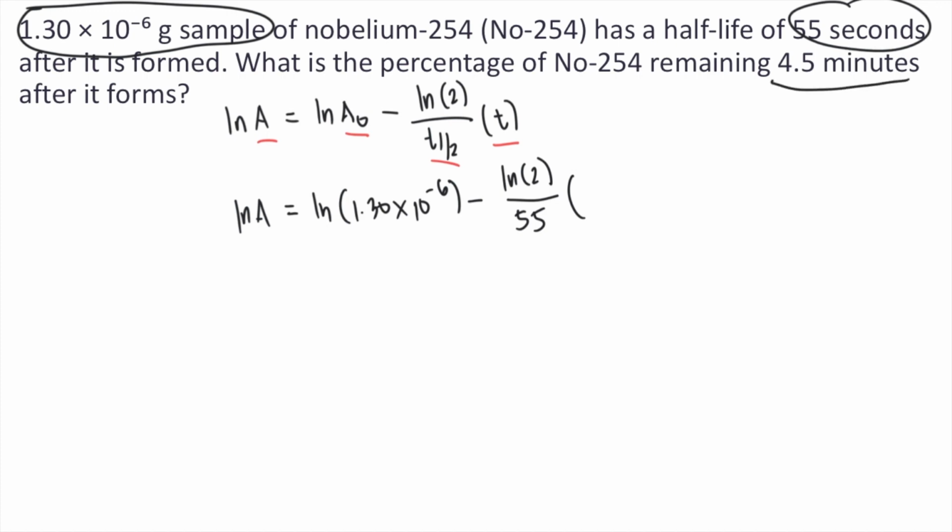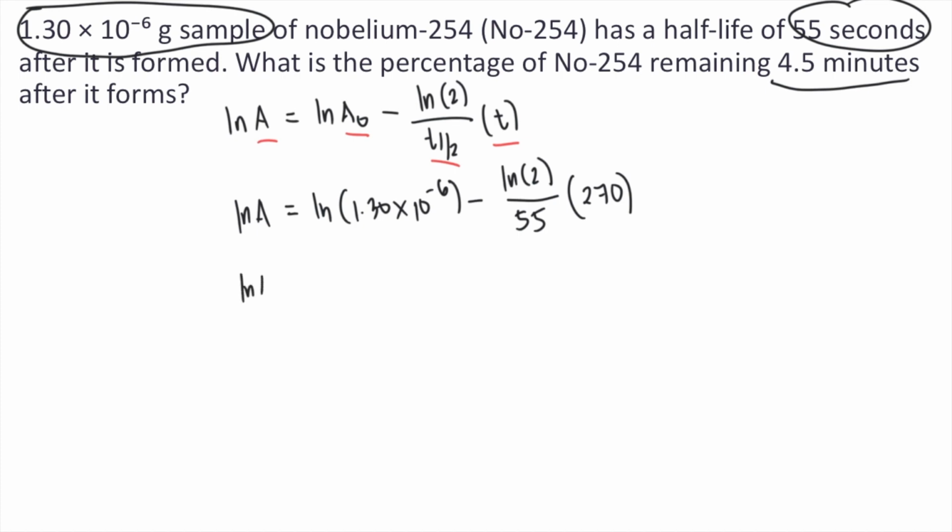Okay, but before we plug that into the formula, make sure your units are consistent. As you can see, in our half-life we used seconds. Therefore, the time t should also be converted to seconds. We are given 4.5 minutes, so you need to multiply that by 60 because 1 minute is equivalent to 60 seconds. So 4.5 times 60 is 270 seconds. Now you plug that into the formula.